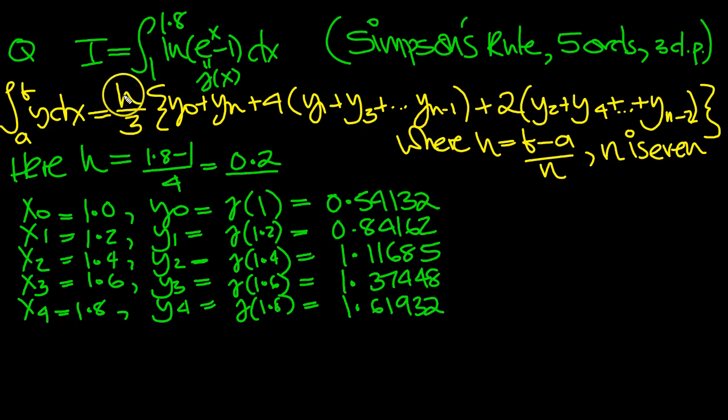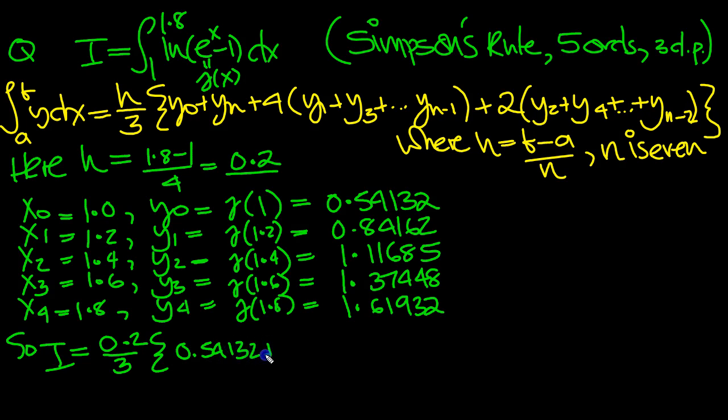Okay, so let's put them in the formula. We've got the integral is equal to h over 3. 0.2 over 3 then. Times the first and the last. So it's this one plus this one. 0.54132 plus 1.61932 plus 4 times the odds.